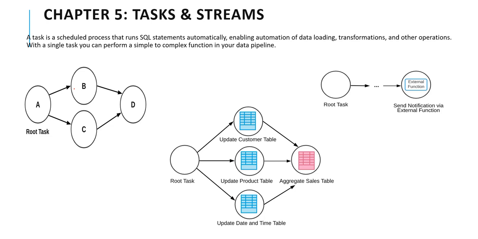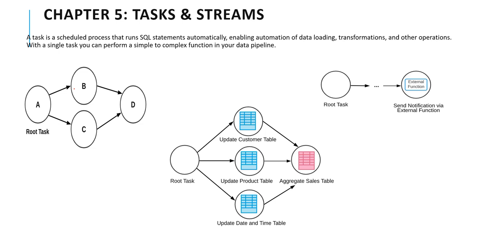In today's chapter, we will see what tasks and streams are in Snowflake. In previous chapter 4, we saw the storage layer, cloud layer and the compute layer. Now we'll discuss more about streams and tasks. So let's understand what tasks are and what they are used for.